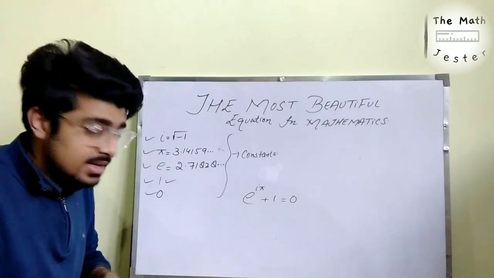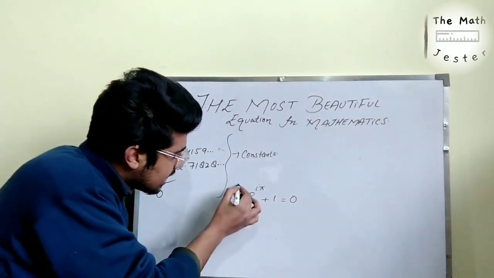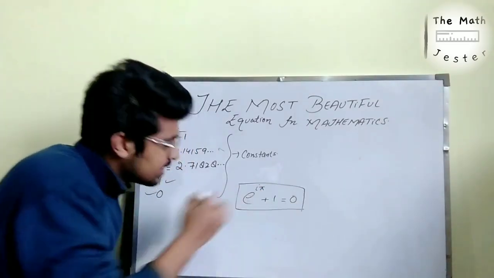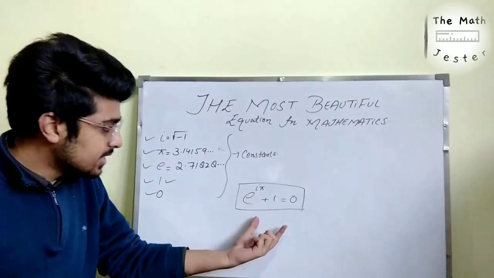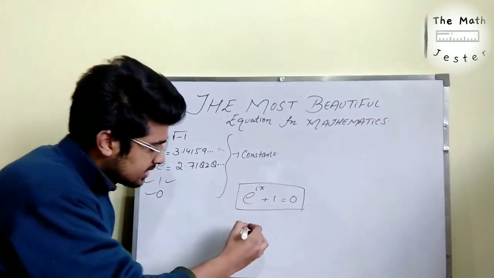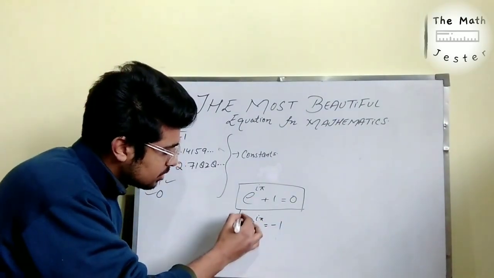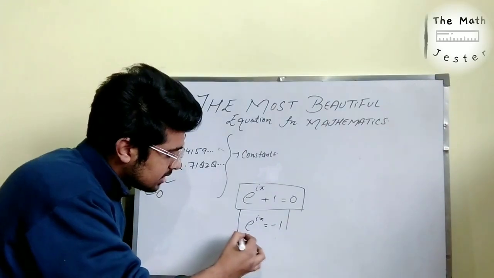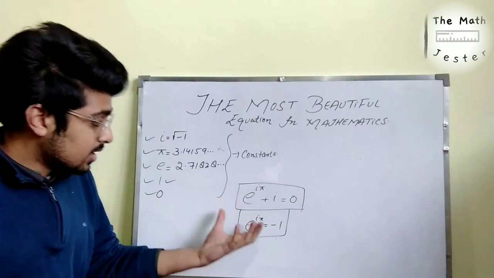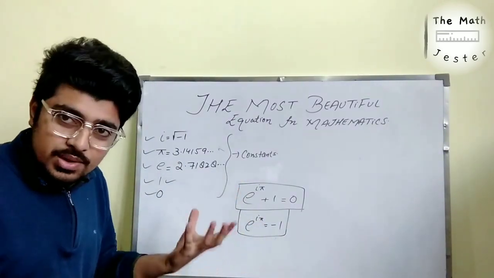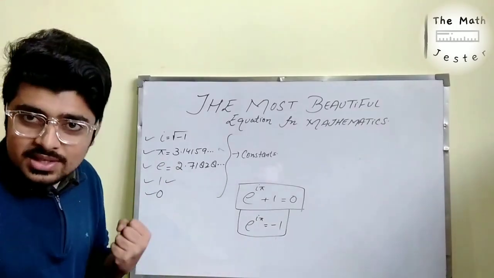But the beauty of mathematics lies here: e power of iota pi plus 1 comes out equal to 0, and I will put it in a box. The equation is a very beautiful equation. It includes 5 constants, and you can also write this equation as e power iota pi equal to minus 1. You can also write it like this. So see the beauty of maths here, and this is the reason that this equation is the most beautiful equation in mathematics, because it involves 5 constants.